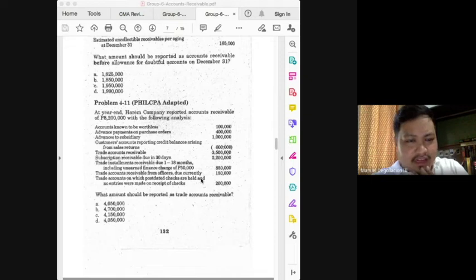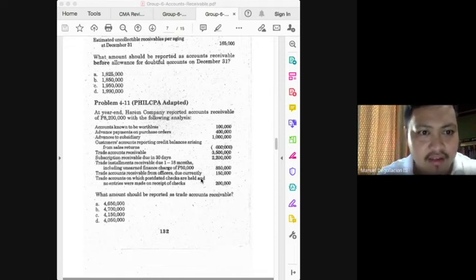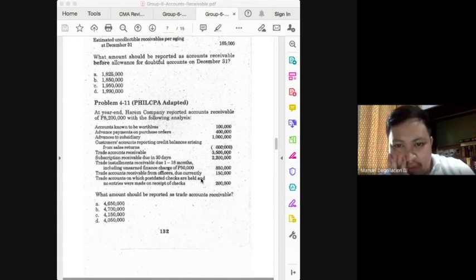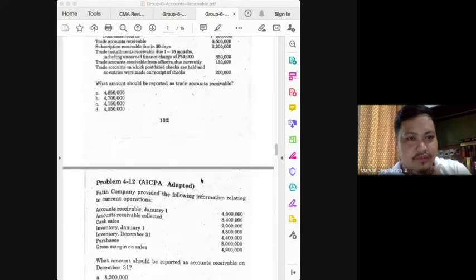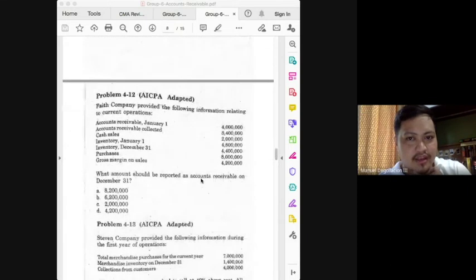So out of everything class, we'll have our accounts receivable in the amount of 3,500,000. The trade installment receivable in the amount of 800,000. The accounts receivable from officers in the amount of 150,000, and accounts on which post-dated checks are held in the amount of 200,000 because they will remain as a receivable. So total would be 4,650,000. Answer there would be alpha.